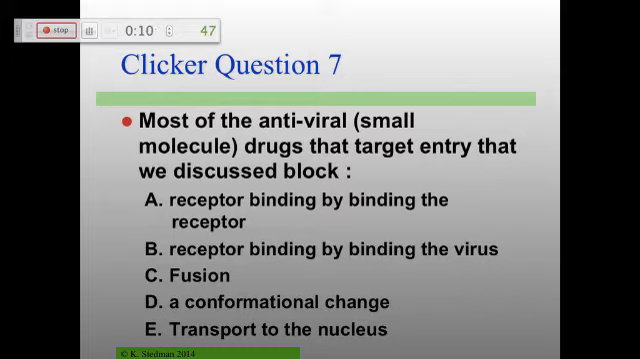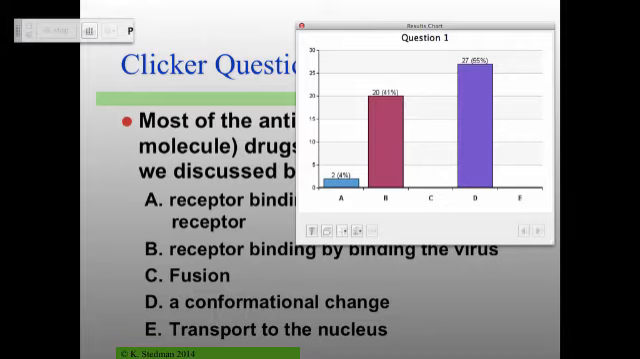Ten, time to guess. Okay, what do we think? Let's actually show the results. Here we go. Seem to be split about half and half between receptor binding by binding the virus and conformational change. Couple of important things on here.